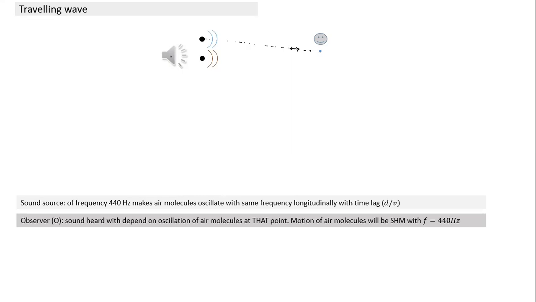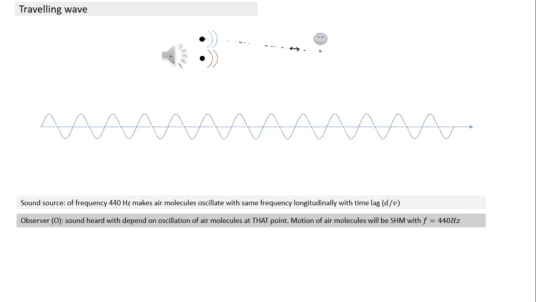So if we plot the motion, assume that we could see the motion of air molecules, we would see the air molecules having SHM kind of motion with the frequency of 440. 440 is very quick, very difficult to visualize. What sound you hear at a point depends on oscillation of air molecules at that point. It doesn't matter what is happening at other places. So the air molecules here will oscillate with SHM at the frequency of 440 hertz.